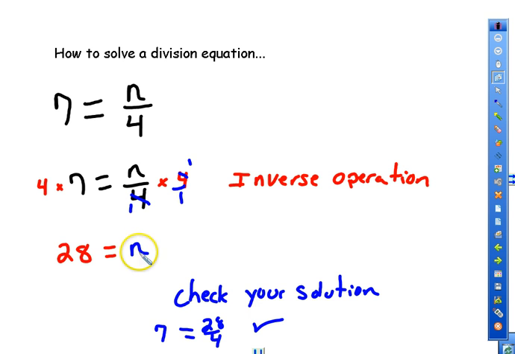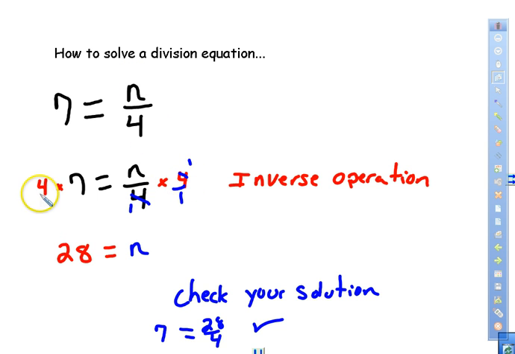So let's look at this. Again, go ahead and hit pause and copy this down. All right, it says how to solve a division equation. And again, we're going to be using some of our previous skills that we have talked about. Inverse operation is one of them. So we have 7 equals n over 4. Okay, and so to do that, this means, again, division, n over 4. So since that's a division problem, we have to do that inverse operation. And so then we're going to multiply both sides by 4.